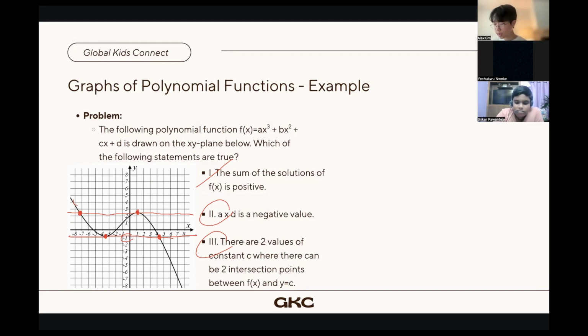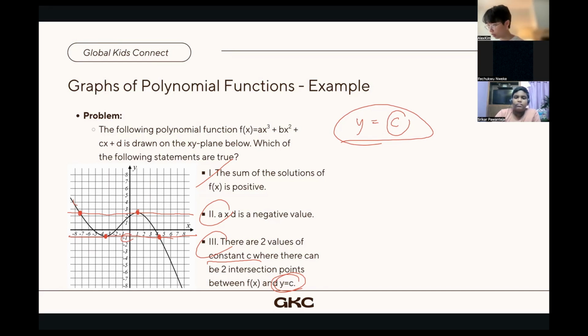The statement says that there are two values of constant C where there can be two intersection points. And the reason we say C is a constant is because if we take a look at this equation, y equals C, and the question gives us the requirement that C is a constant, then this line, y equals C, will just be a straight horizontal line.